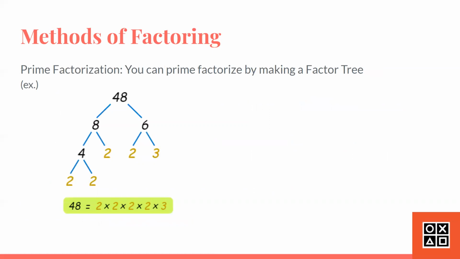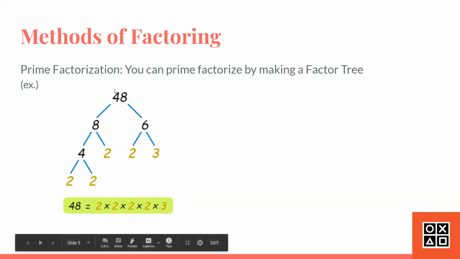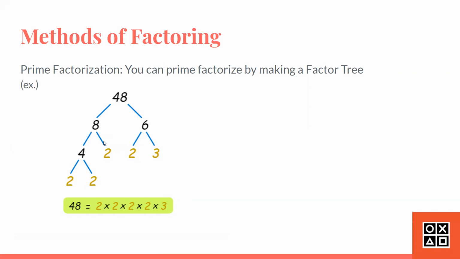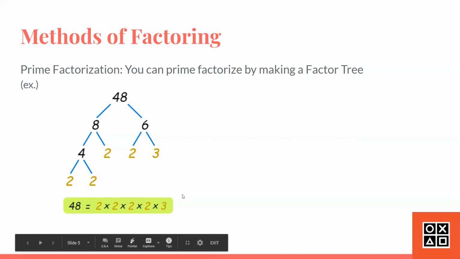So here is prime factorization. You can prime factorize by making a factor tree. Here you can see that 8 and 6 are factors of 48. Then we can keep splitting them apart. So 4 and 2 are factors of 8, and 2 and 2 are factors of 4. And on the other side, 2 and 3 are factors of 6. Once you've done that, you'll see that the bottom numbers cannot be factorized into more factors. So these are the remaining factors of 48: 2, 2, 2, 2, and 3. And they all equal 48 when you multiply.